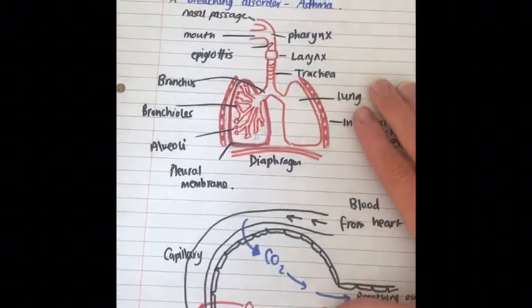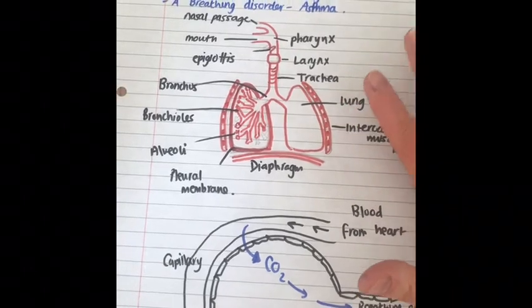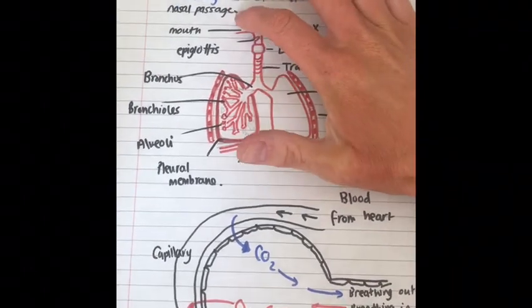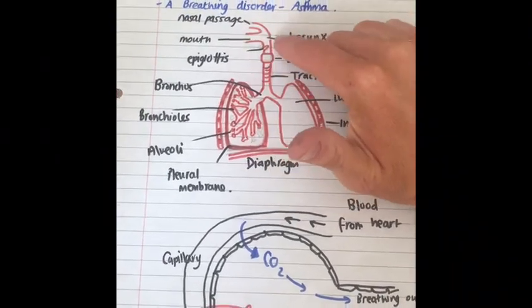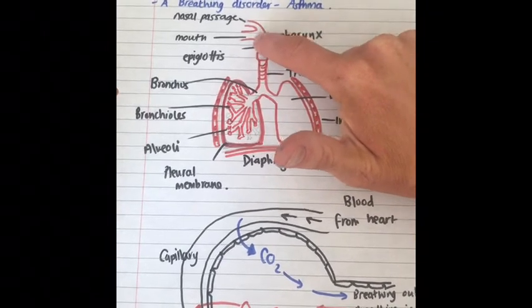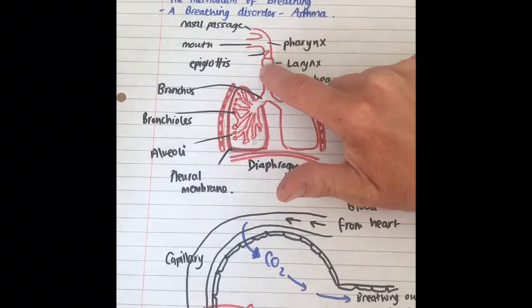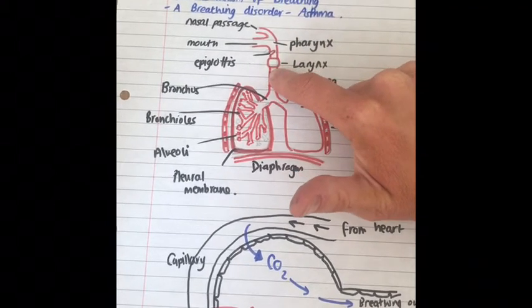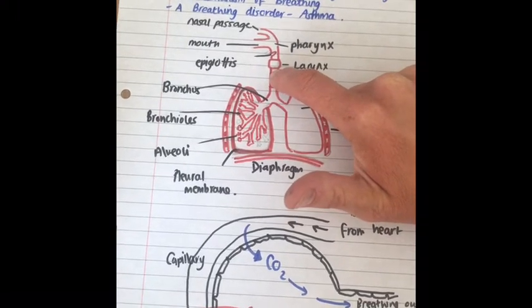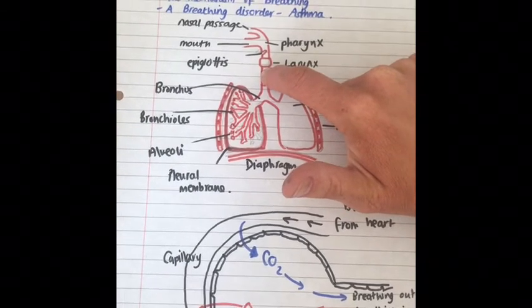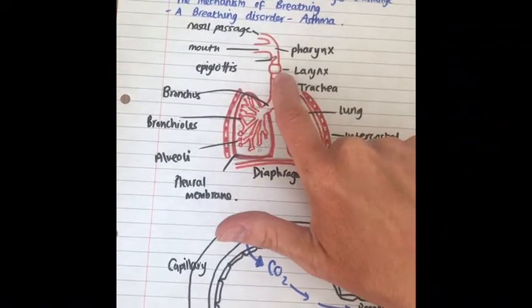Okay, so when we're talking about the diagram of the respiratory system, you need to include the nasal passage, the mouth, the back of the mouth, which is the pharynx. So this is where the nasal passage and the mouth actually join up. As we go further down, we have the larynx. The larynx is your voice box. If somebody had laryngitis, they can't speak, they talk like this, because they have an infection in their voice box, okay?